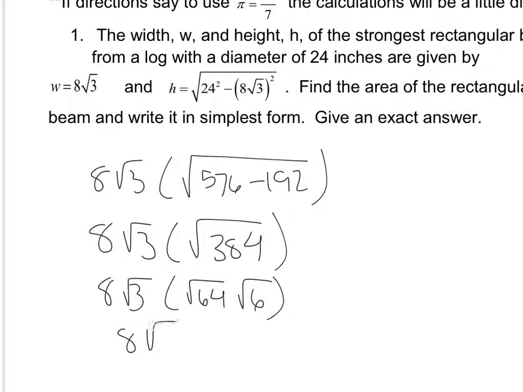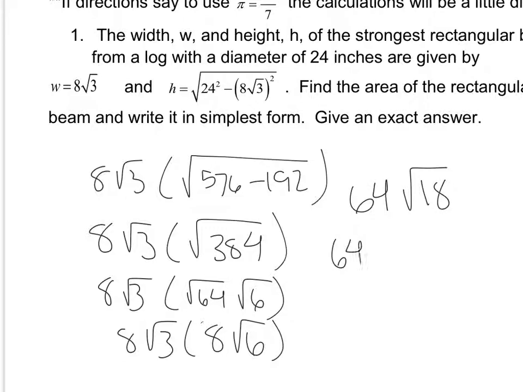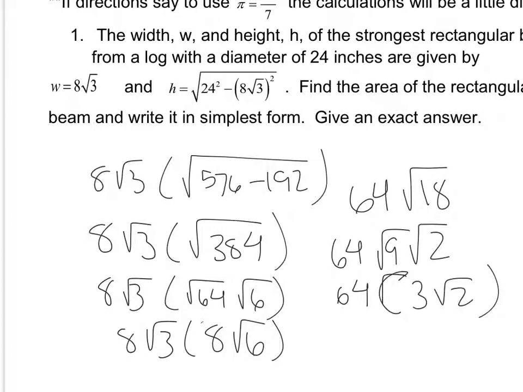So you get 8 square root of 3 times 8 square root of 6. So then we have 64 times the square root of 18, which is 64 times the square root of 9 times the square root of 2, which is 64 times 3 square root of 2. And then 64 times 3, 192 square root of 2. I will see you in class.